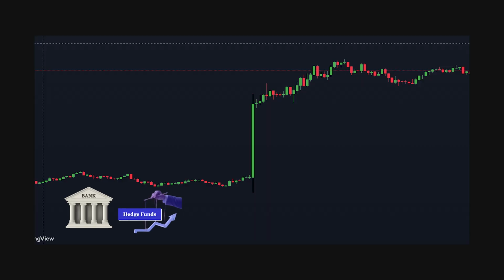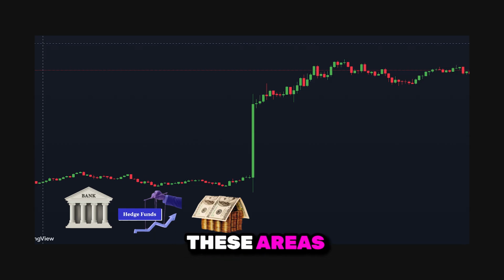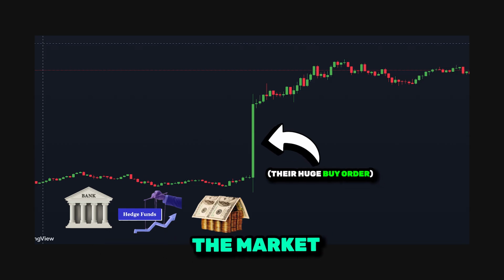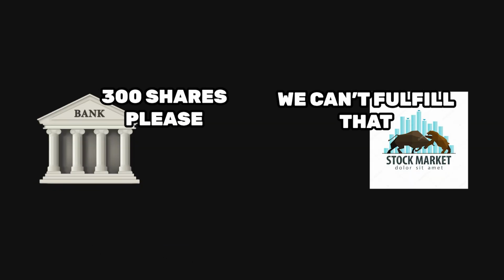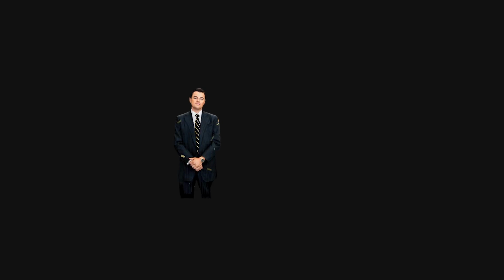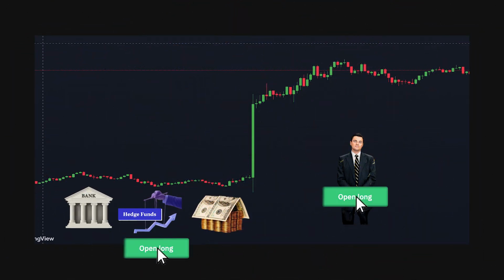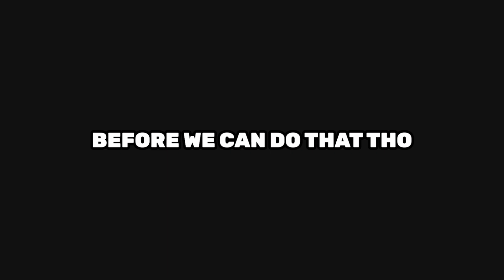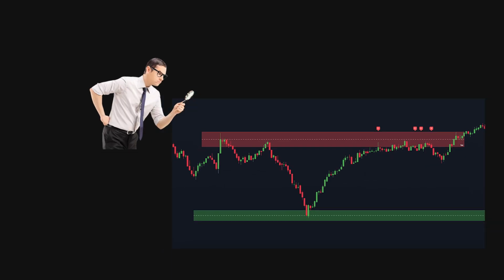All big banks, hedge funds, and smart money institutions have an average price they're willing to buy or sell a stock at. When price reaches these areas, these large institutions start to enter the market, and since there's not enough liquidity in the market to fulfill their orders, these orders will remain open but unfilled. And as traders, we can use these unfilled orders to our advantage and trade alongside these large institutions in the future. Before we can do that though, we need to understand how to find these supply and demand zones.